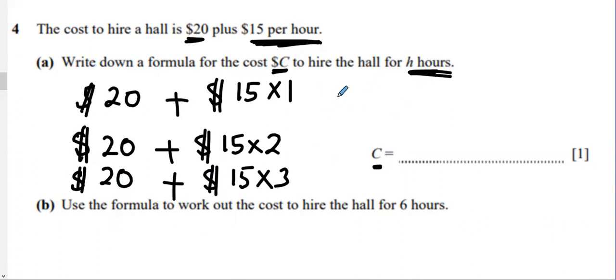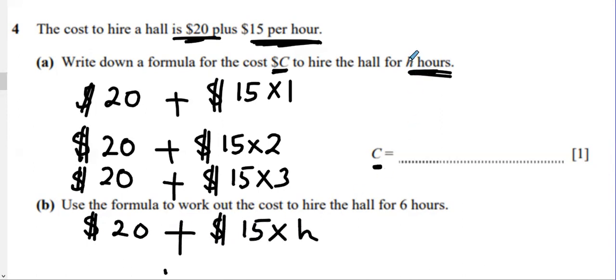To hire the hall for H hours, you do the same thing. You need to pay $20 first, and then plus $15 times H, because they said you have hired the hall for H hours. So the cost will be C equals $20 plus $15 times H.